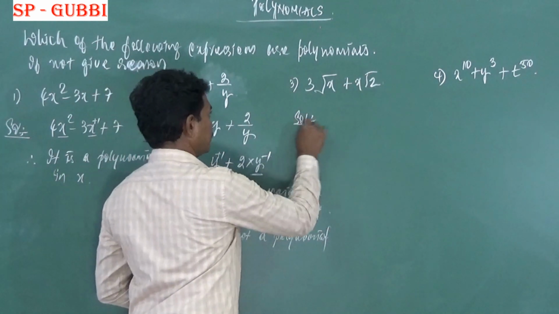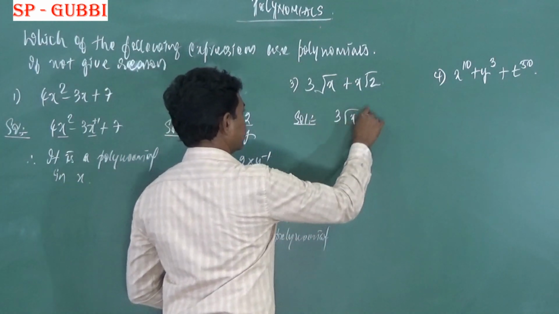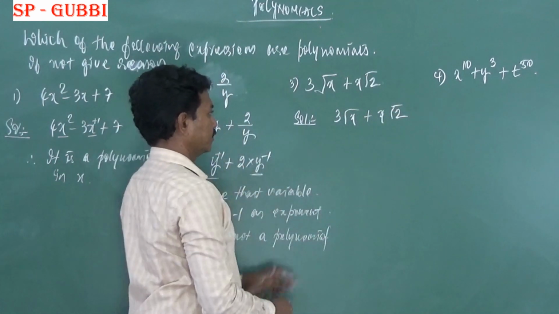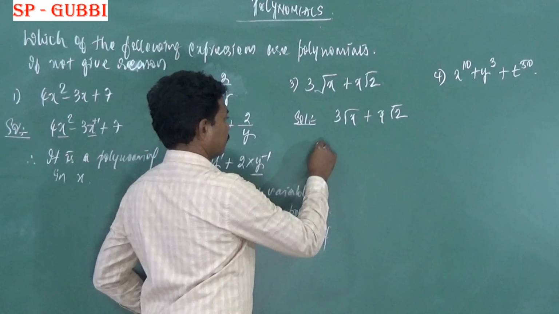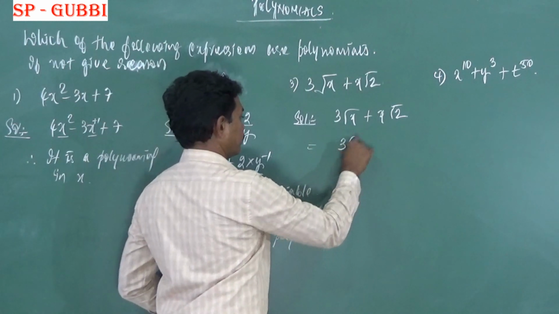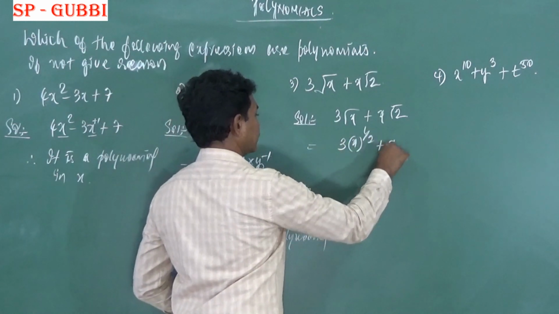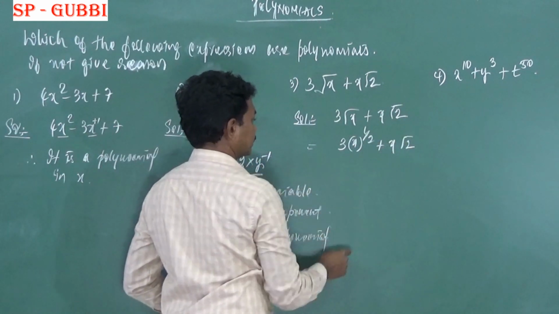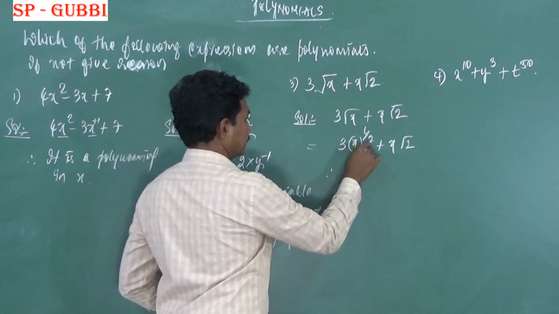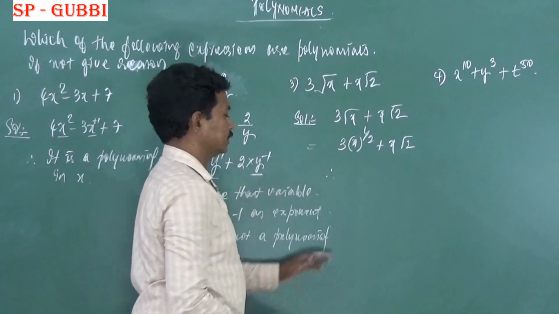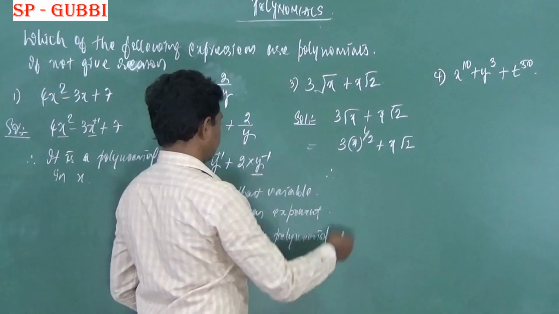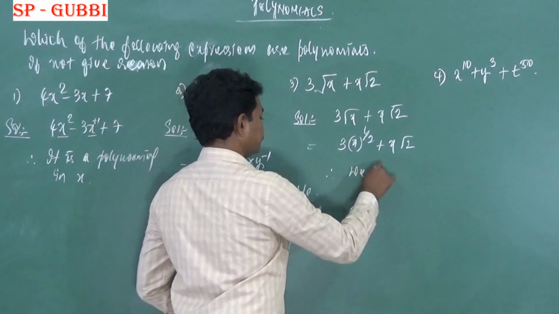3 root x plus x root 2. So I hope you can write it in the exponential form. So 3x to the power 1 by 2 plus x root 2. So here root symbol is for 2, not for x. So therefore x has the exponent 1 by 2, which is not a whole number.